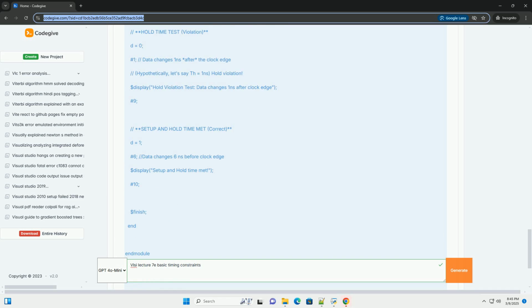Key takeaways. Setup and hold times are fundamental timing constraints in synchronous digital circuits. Violations can lead to metastability and unreliable operation. Understanding these constraints is essential for designing high-performance and reliable VLSI systems.